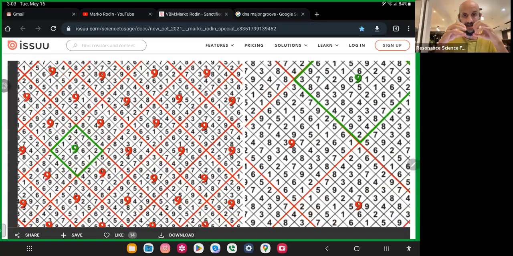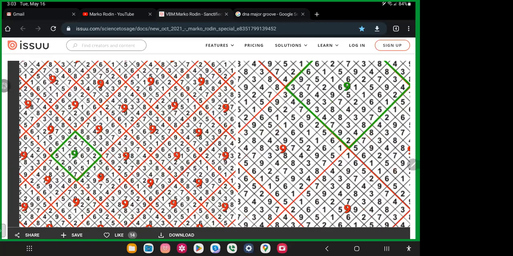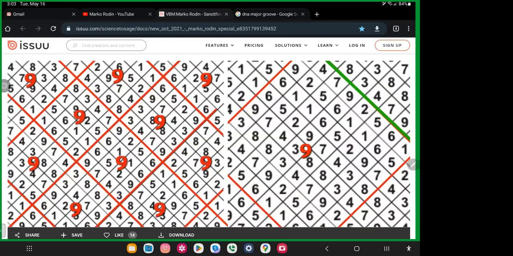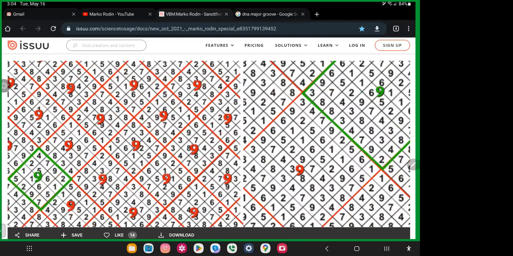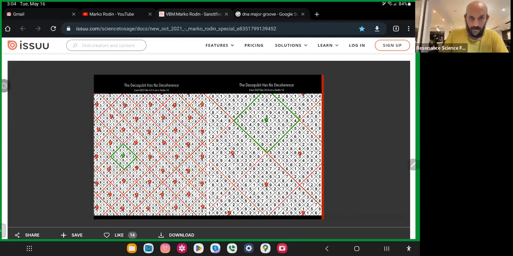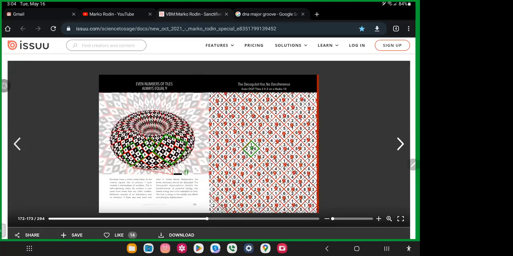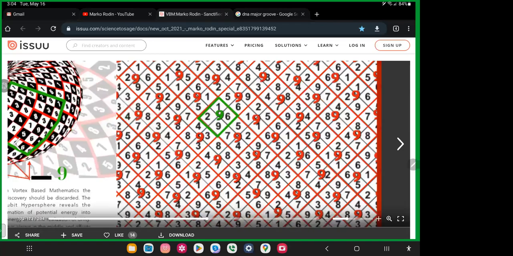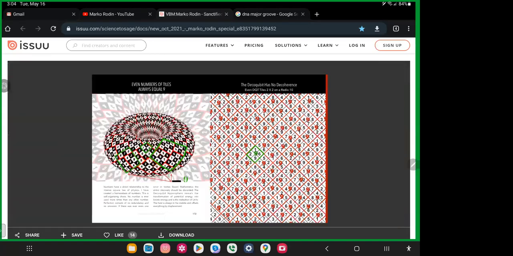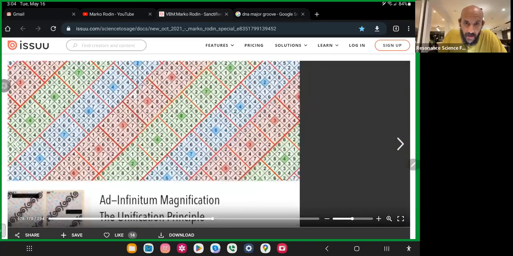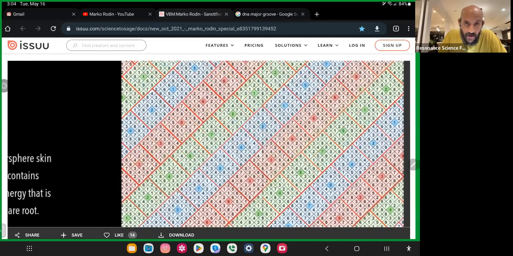Any even amount of tiles will equal the number 9. Here we have 4 by 4, it equals 9. Here we have 8 by 8. All even amounts equal 9. All odd amounts will equal the number in the center.